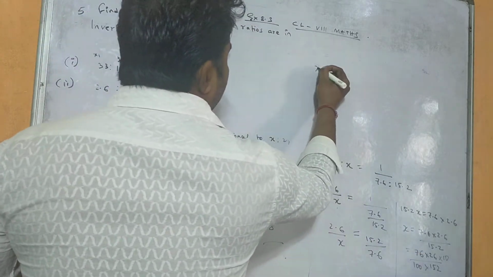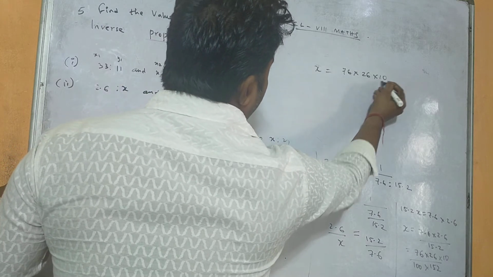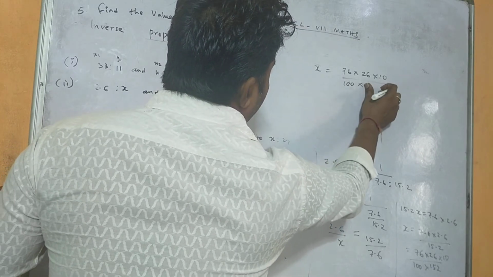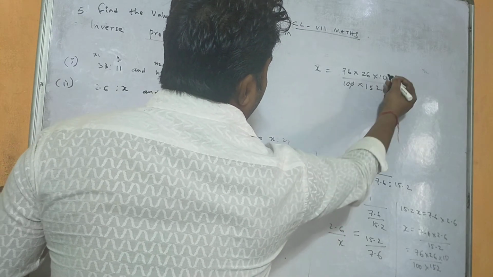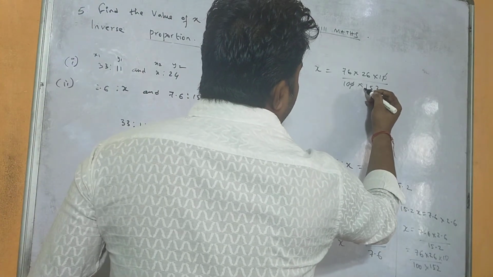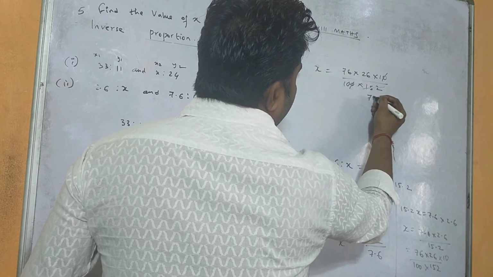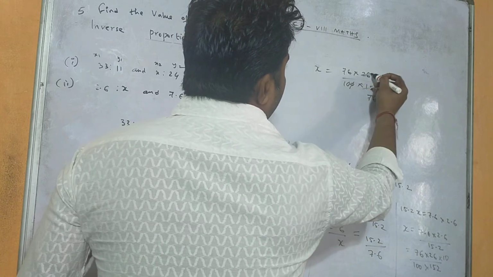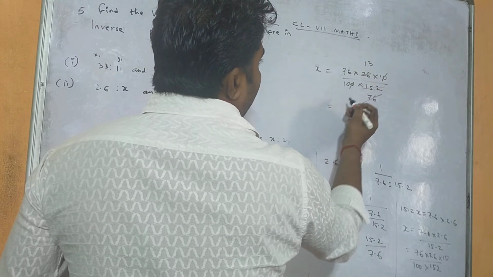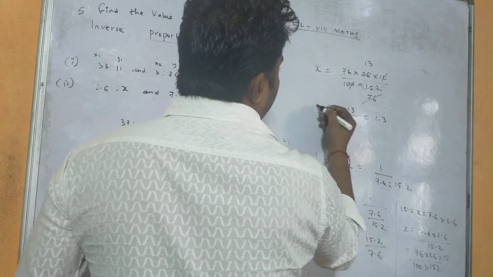So the last value x will be 76 into 26 into 10 divided by 100 into 152. 10 and 10 got cancelled here. Right? If I cancel by 2, 2 7s are 14, 2 6s are 12, 2 13s are 26. Now 76 and 76 got cancelled. So what we got here? 13, and in the denominator we have 10. That is 1.3 is the answer.